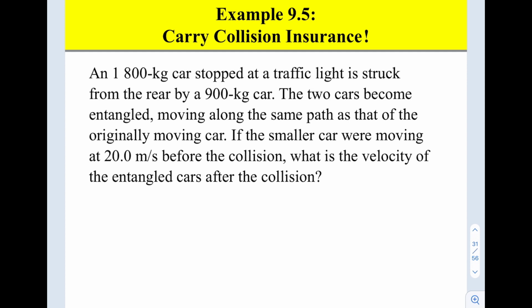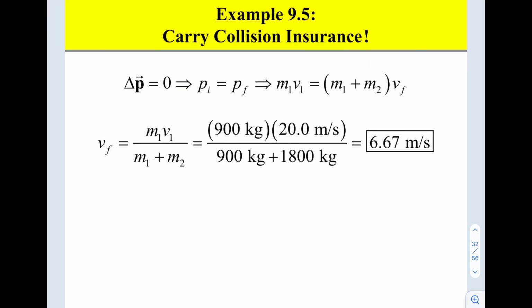Alright, now example 9.5, car collisions and insurance. A 1,800 kilogram car stopped at a traffic light is struck from the rear by a 900 kilogram car. The 2 cars become entangled, moving along the same path as that of the originally moving car. If the smaller car were moving at 20 meters per second before the collision, what is the velocity of the entangled cars after the collision?